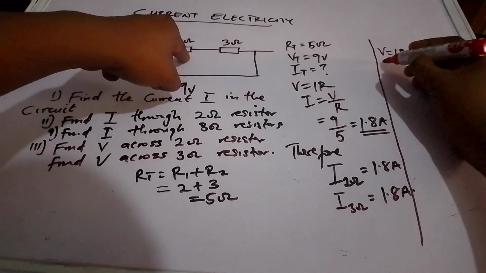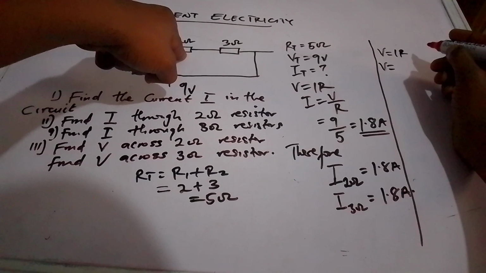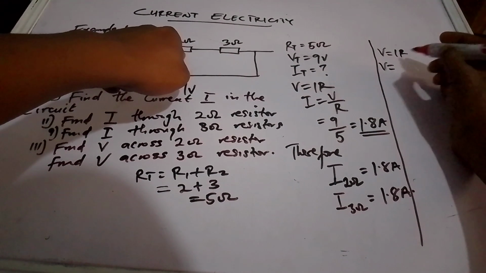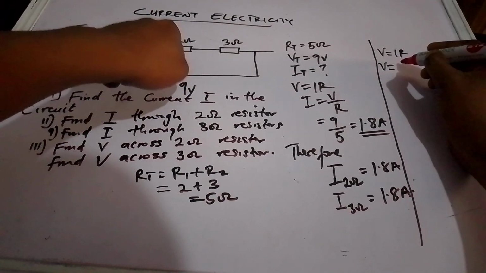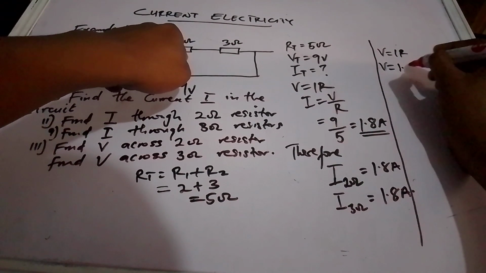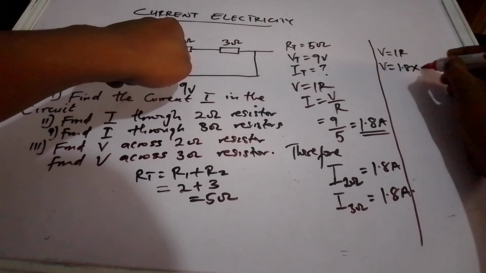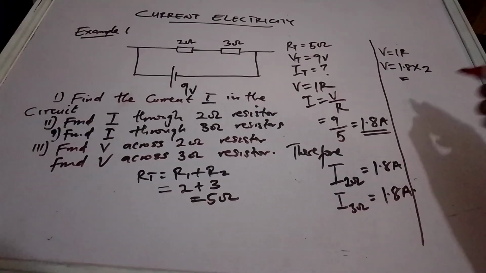So the voltage across this place is the product of the current across this place multiplied by the resistance at this point. So the voltage across this place equals I times R at this point. And what is the current at this point? That is 1.8, multiplied by the resistance at this point, which is 2. So we can say the voltage at this point is going to be 1.8 times 2. And that's 3.6 volts.